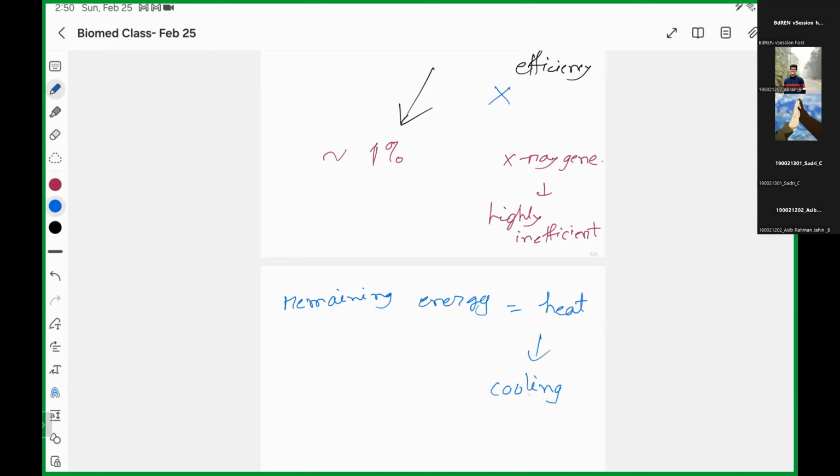Cooling is extremely important for the X-ray device, and it actually controls the lifetime of your X-ray device. If you don't have proper cooling, your X-ray device will not last very long. So you have to take care of the cooling side. That's more important. Most of the energy is released as heat, so you have to take care of how you are handling the cooling. Let me show you some extra device.